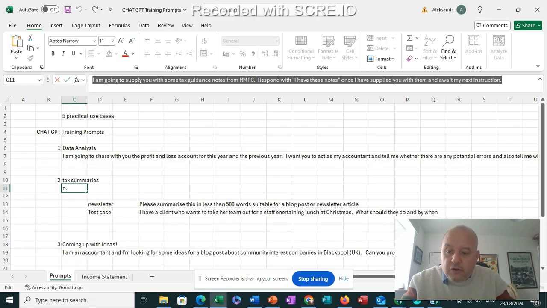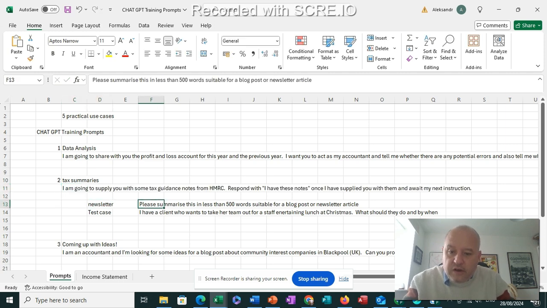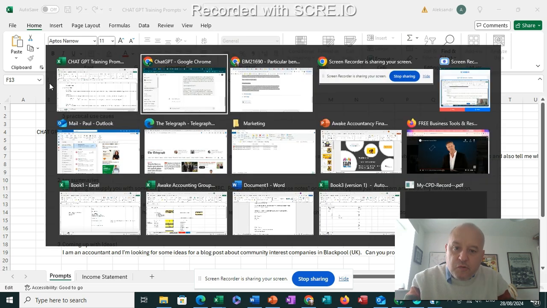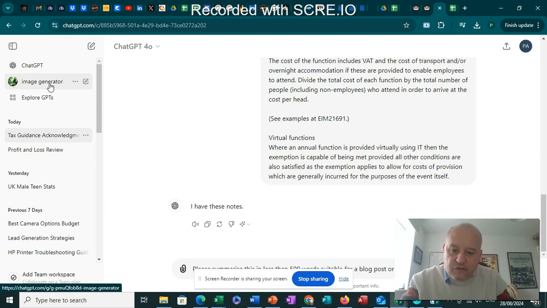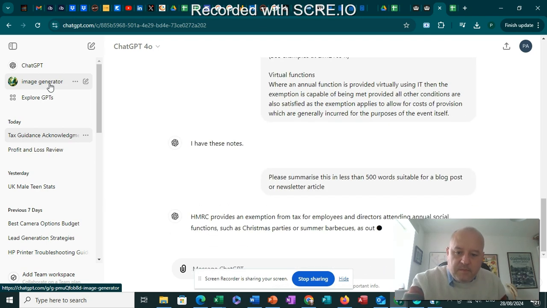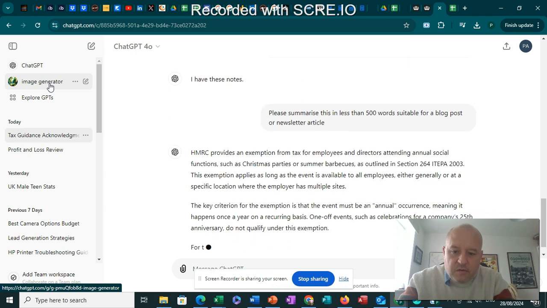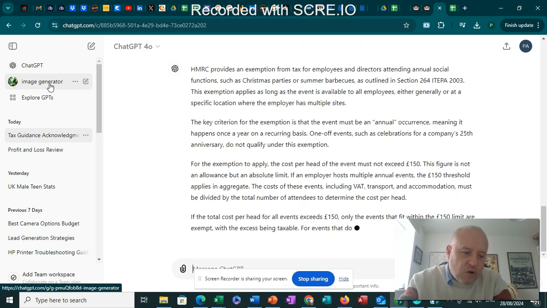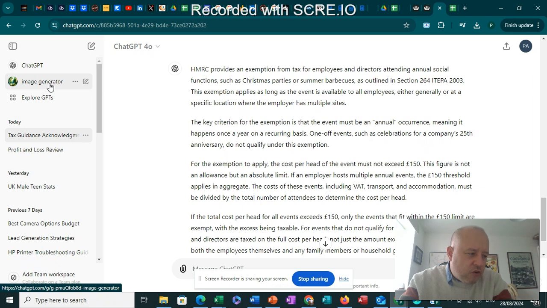So what we can do is, first of all, we could say, please summarize this information in less than 500 words, suitable for a blog post or a newsletter. So let us try that. So there you go. And off he goes. Very, very quick, very efficient. And if you've got really large amounts of data, really large amounts of complex tax work that you've just pasted in straight from the HMRC website, this is a really good tool for just working through it all and pulling out the key points. So what is it saying to us?